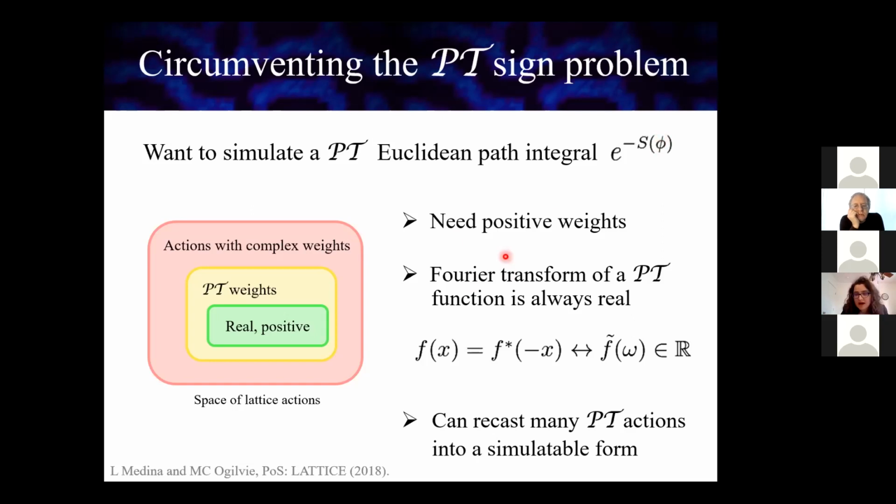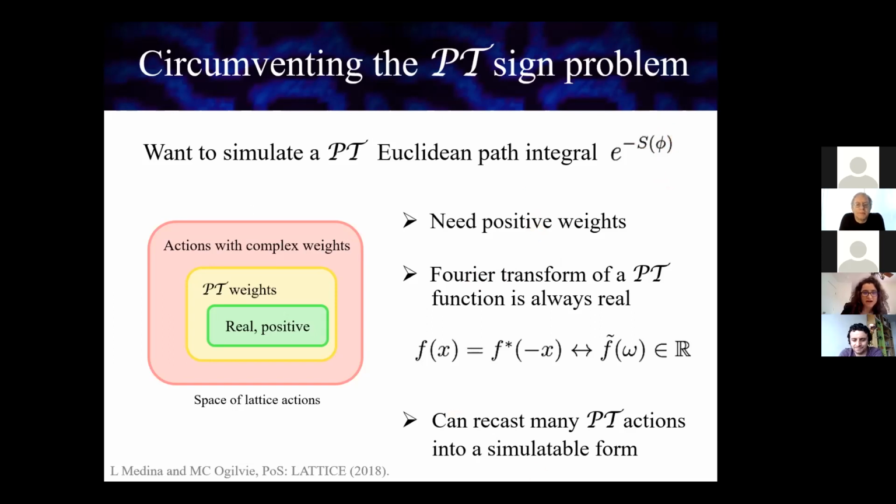It's not guaranteed to be positive, but large classes of these systems are going to have positive Fourier transforms, which means that if we take the Fourier transform with respect to this variable phi or some field that the PT symmetry is in the action, then we're going to get something real out and hopefully something positive. Are there any questions so far?